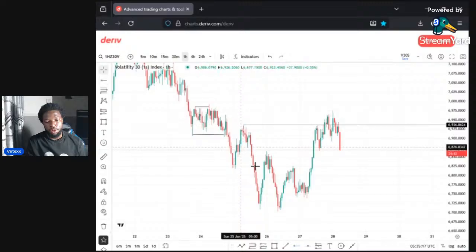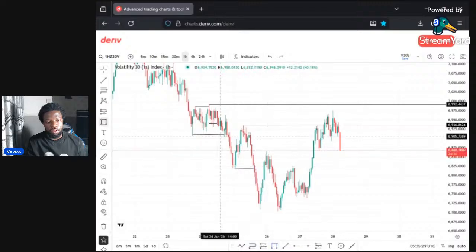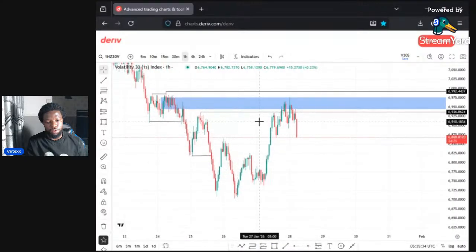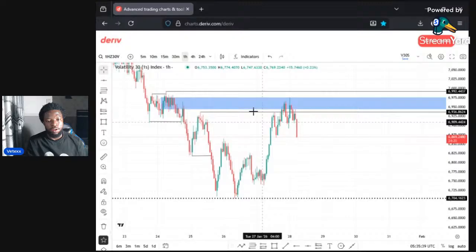Then we have our protected high, which is here. And then we have our second break of structure, which is rule number 4, which is this. And then rule number 5 is price taps into the point of interest and continues the sell in the opposite direction. Now this is the point of interest and this is the target. So we are going to start selling from this zone to take out this target.